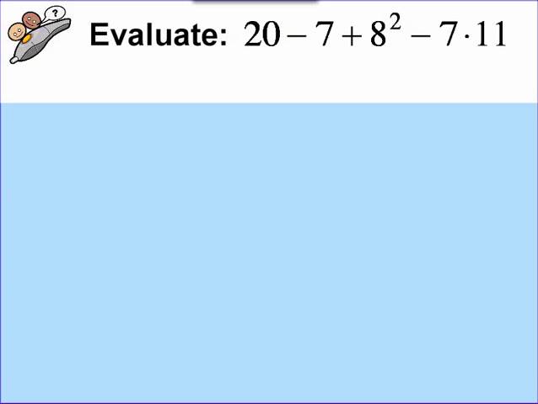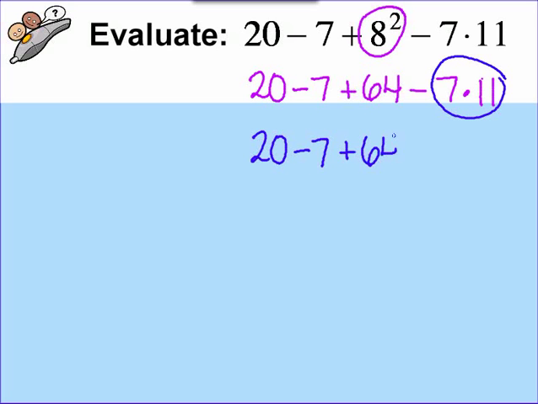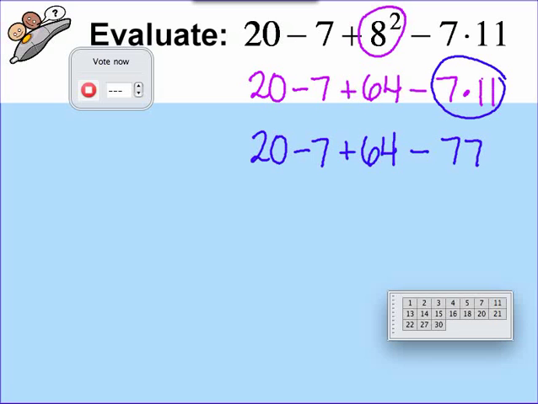Let's go ahead and look at this one. Evaluate 20 minus 7 plus 8 squared minus 7 times 11. I'm going to get you started on this one, and then I'll let you finish. What's the first thing I'm going to do here? 8 squared. Very good. I know that 8 squared is 64. What am I going to do next? Multiplication. So I'm going to do the 7 times 11. Very good. So I have 20 minus 7 plus 64 minus 77, and I'm going to let you finish that one for me.